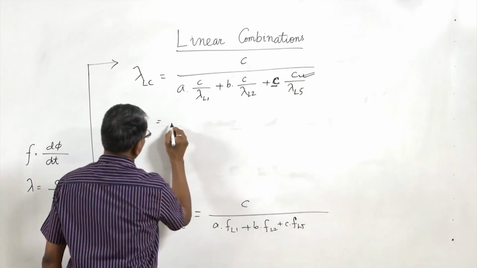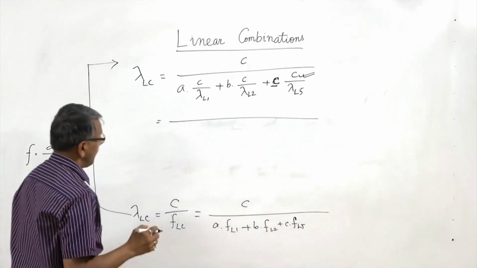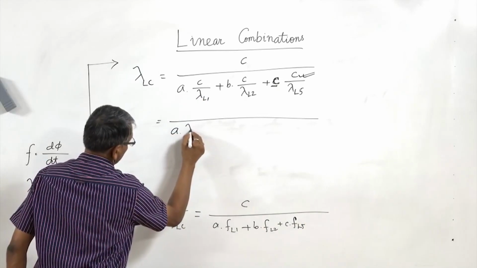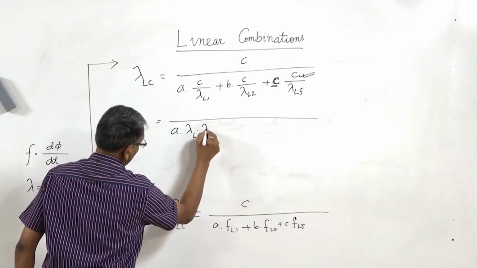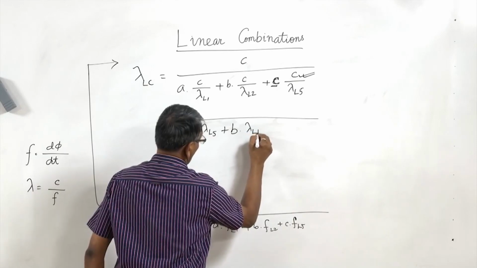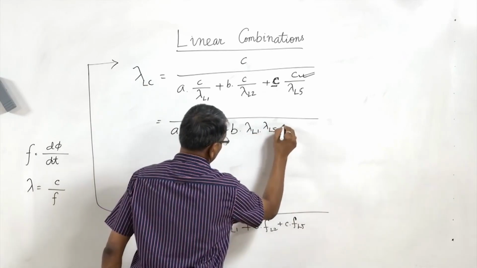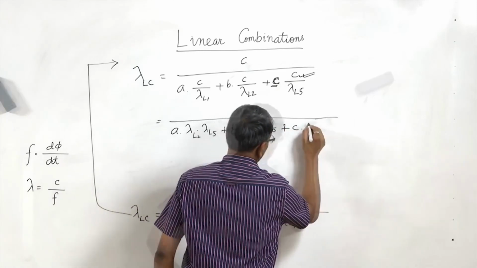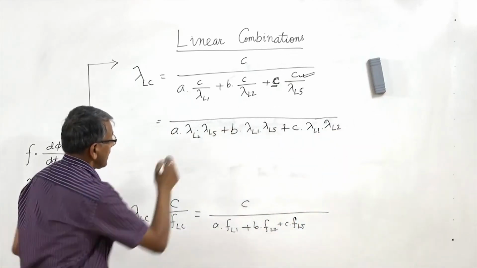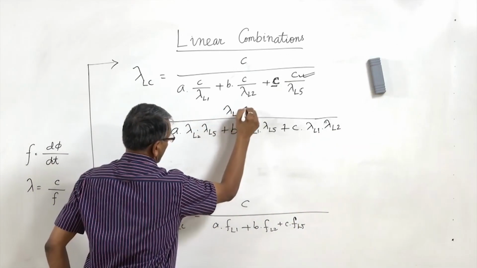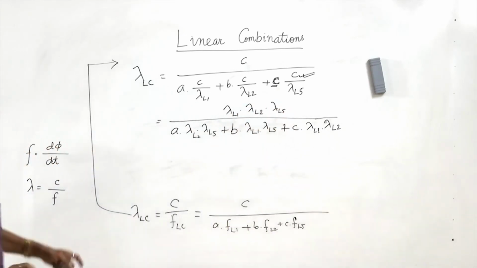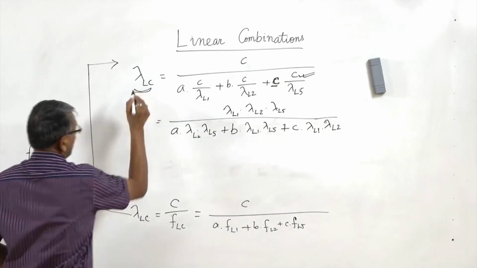From this we get A into lambda L2 lambda L5 plus B into lambda L1 lambda L5 plus C into lambda L1 lambda L2, divided by lambda L1 lambda L2 lambda L5. So this is the wavelength of the combined signal.